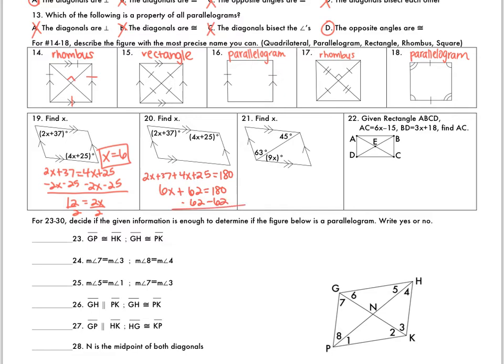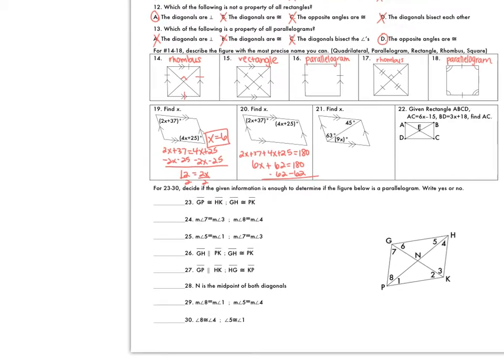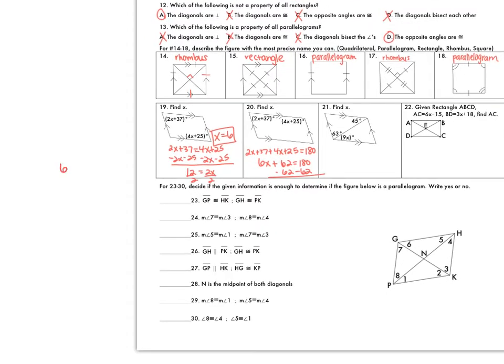See how I'm showing my work? And then I get, I'm going to put it over here, 6x is equal to 118. Divide each side by 6, and that's not going to divide evenly, so x is equal to 19 and 2/3. So that's x for number 20.